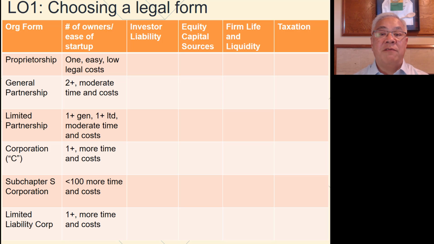Next is the most common form of company, which is a C corporation. These are kind of standard corporations in the United States that have normal corporate tax rates and laws.